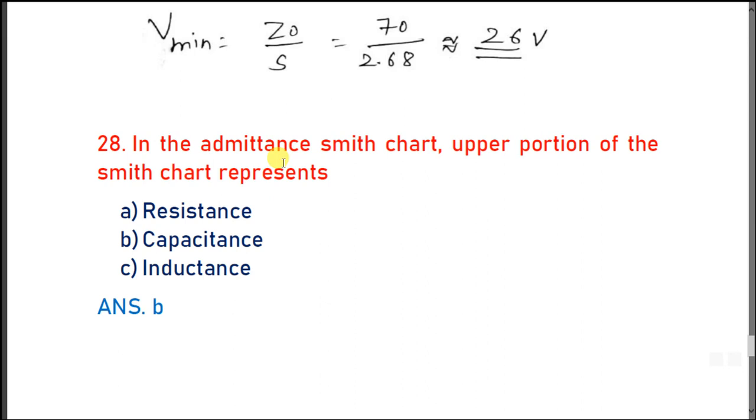In the admittance Smith chart, the upper portion of the Smith chart represents dash. So you have two types of Smith chart that we are going to compare: one is the impedance Smith chart, and another is the admittance Smith chart. In the impedance Smith chart, the upper portion represents the inductive region, while in the admittance Smith chart, the upper portion represents the capacitive region. So it is just reverse. So answer is B, capacitance.